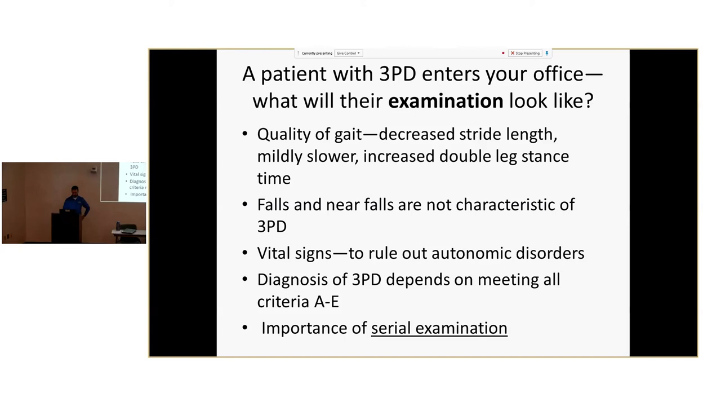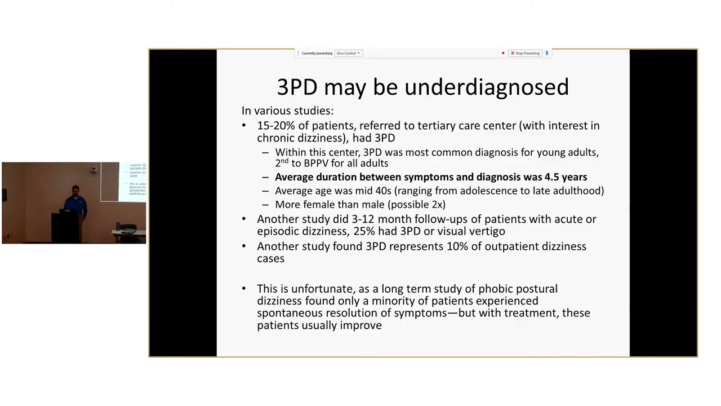that we showed earlier. It's really hard to diagnose 3PD. So the literature talks about using serial examination, having somebody come back, which is certainly an advantage of being a physical therapist. We see people again and again, so we can truly determine the nature of their symptoms. There's good evidence that 3PD might be underdiagnosed, and certainly if the time from onset to diagnosis is 4.5 years, that's probably the case.